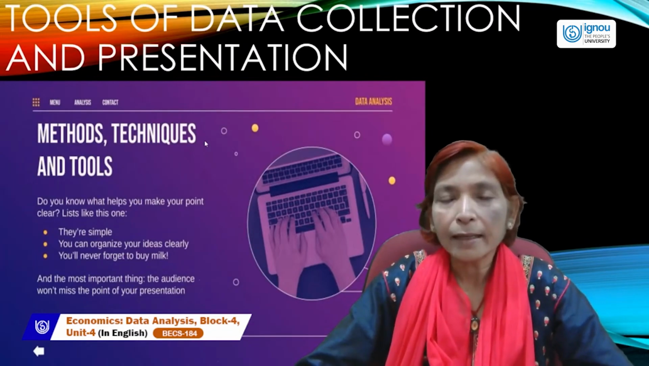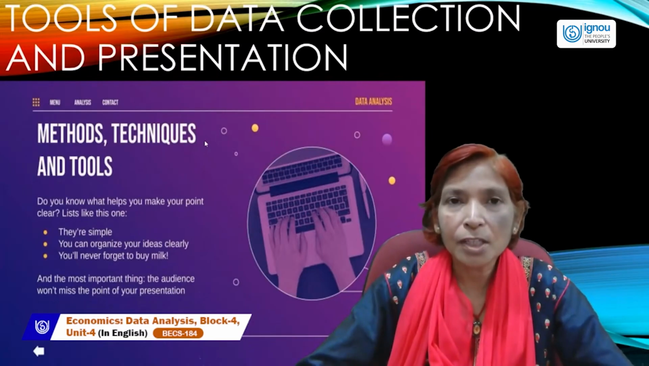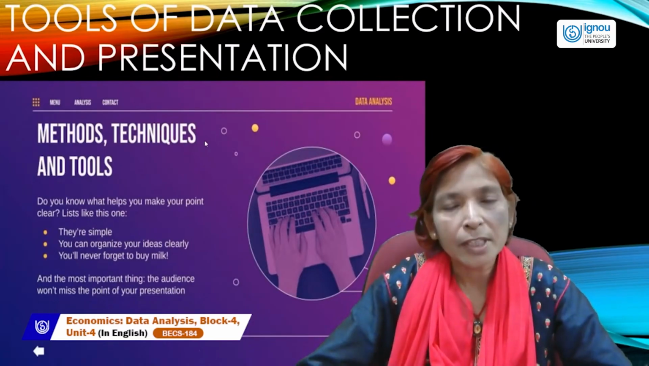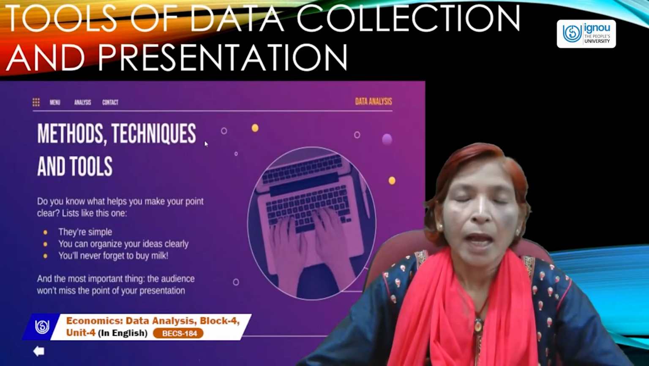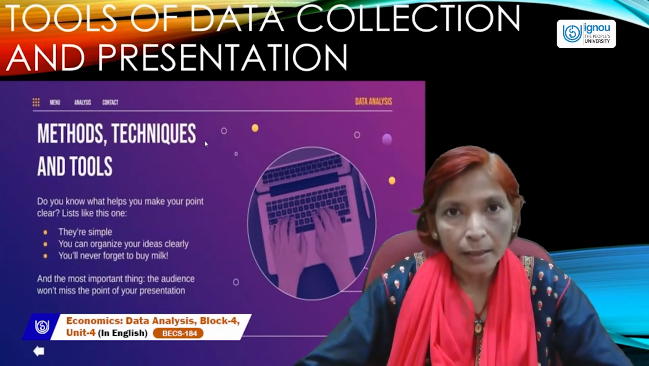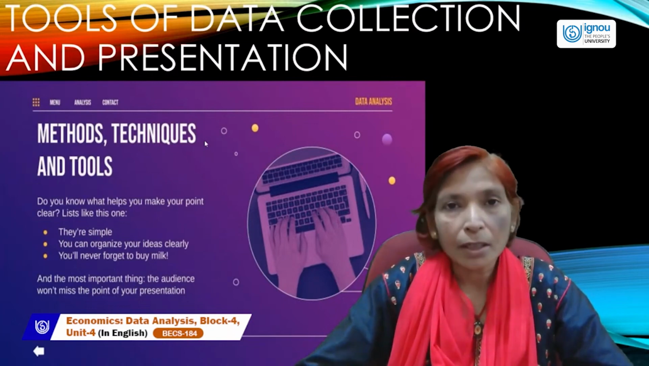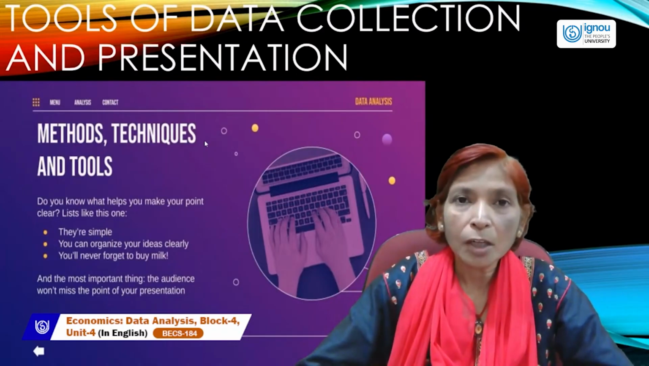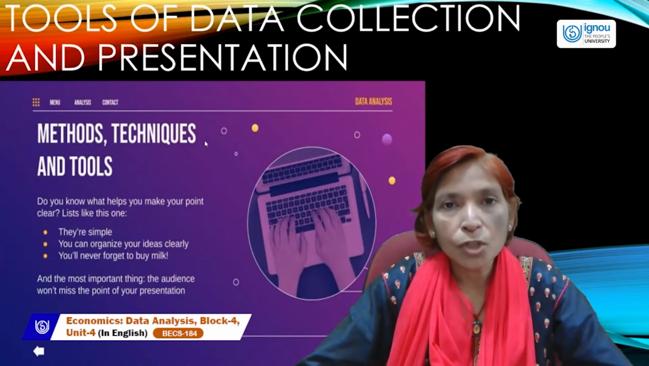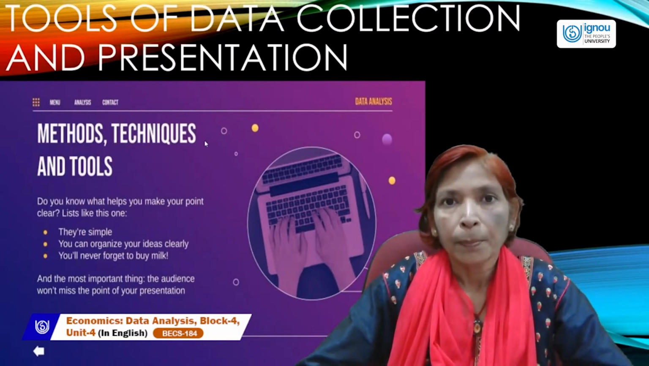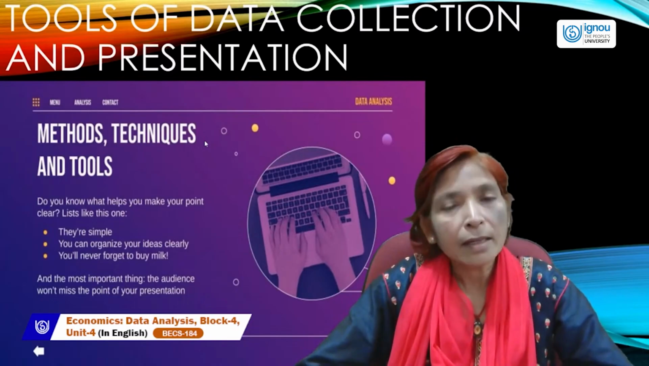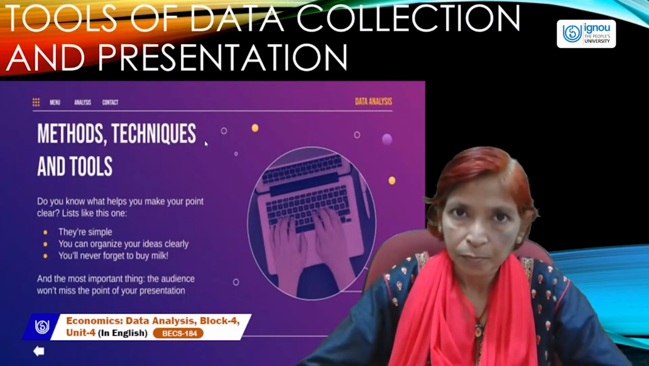Primary data is that data which is collected by the investigator or researcher himself or herself. And secondary data is that data which is not collected by the investigator or researcher, but is collected by other institutions or other organizations. And if we use that published data, which is published by other persons, that is called secondary data.